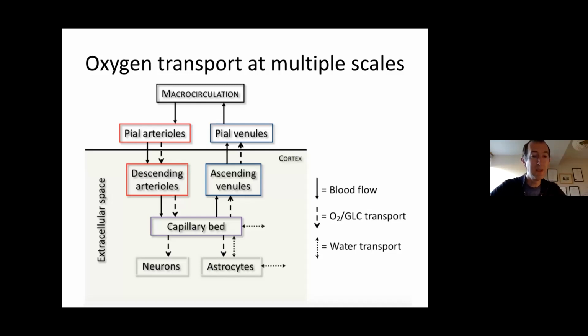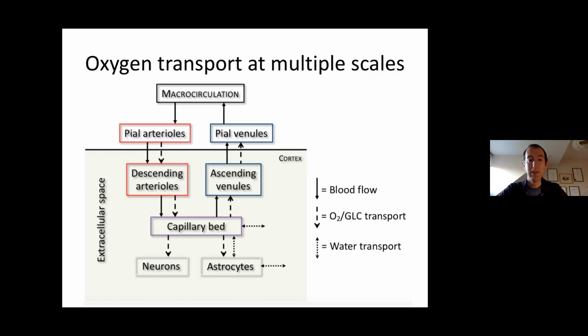And I've drawn the diagram slightly differently here. At the top, I've got the large circulation coming down to the pial circulation, then the descending arterioles, the capillary bed, and back up on the venous side. The reason I've put this in here is that we now have to consider it's not just a capillary bed, because it's not just a matter of flow. We now have to consider the fact that we've got neurons and astrocytes that need to be fed with oxygen. And that's, of course, the whole point of bringing oxygen around the brain, that we want to get it from the capillary bed to all the brain tissue.